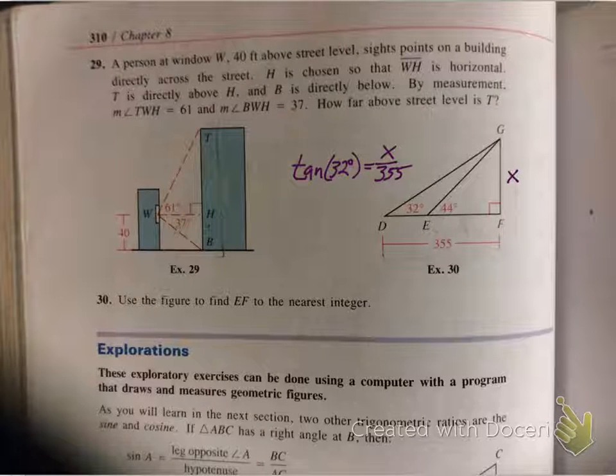Yeah, what'd you get? I got 209.3. So 209.3 or about somewhere out there. Wait, GF. I got 222 for GF. Ooh. So I want to calculate 355 times tangent of 32. It's 222. 222 too. Okay, 222.